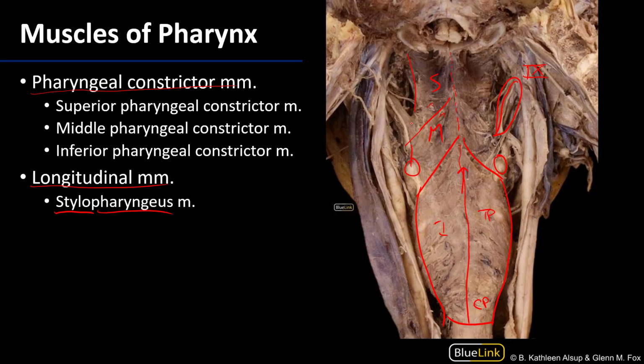So we've discussed the muscles of the pharynx from where they attach to the pharyngeal raphe and their innervations and what they do.